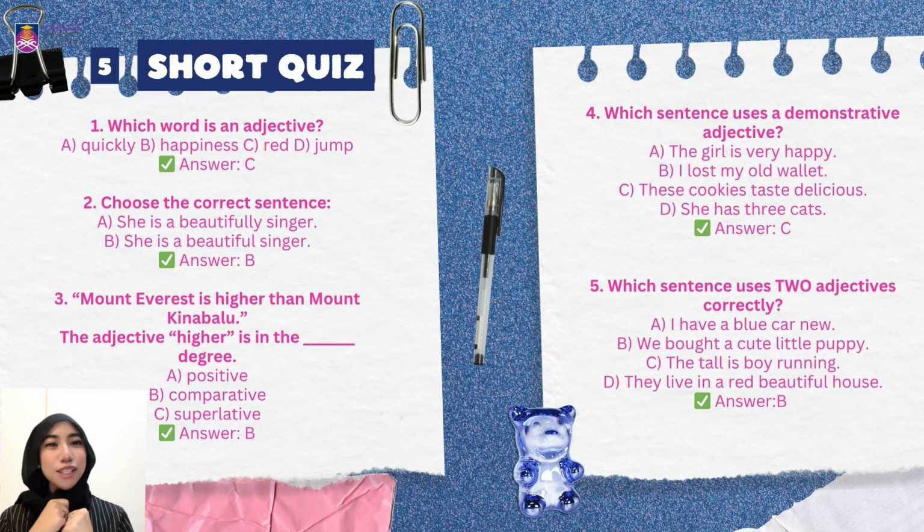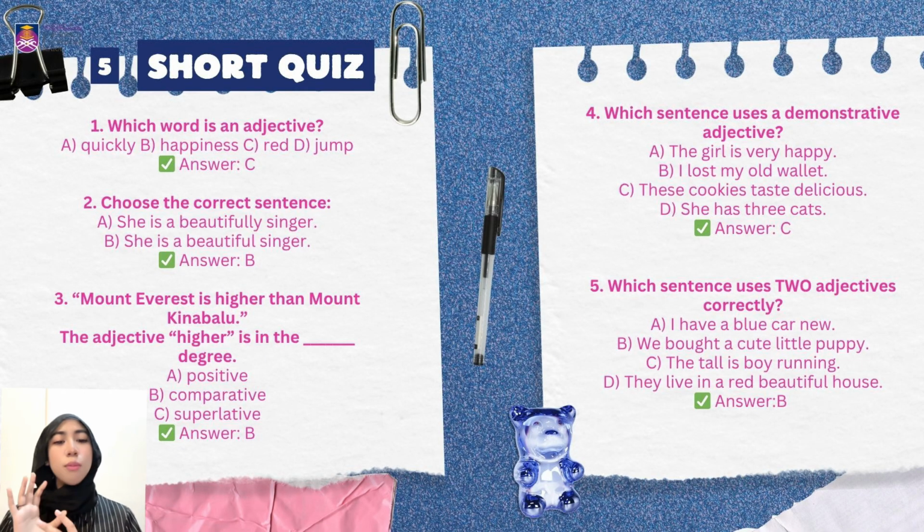But it's not actually a quiz because the answers are right there. For the first question, which word is an adjective? A, quickly, B, happiness, C, red, D, jump. The answer is C, red, because red is the color of something. The second one, choose the correct sentence. A, she is a beautifully singer. B, she is a beautiful singer. The answer would be B, because beautiful describes the singer.